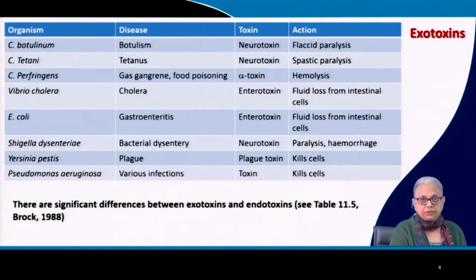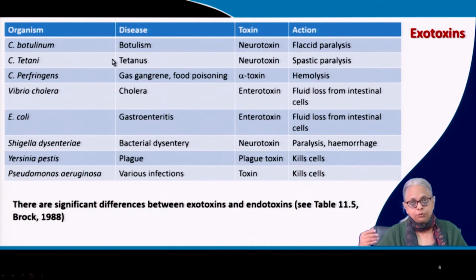Let me show you some examples of these kinds of exotoxins. So we have here, this is an incomplete list. The actual list is in table 11.5 of the Brock 1988 edition. So you have an organism, Clostridium botulinum. This is responsible for what is called food poisoning or botulism. It's a neurotoxin. It causes flaccid paralysis. Then you have Clostridium tetani, and again same issue. We have a disease called tetanus, and those of you like me, I often fall and injure myself.